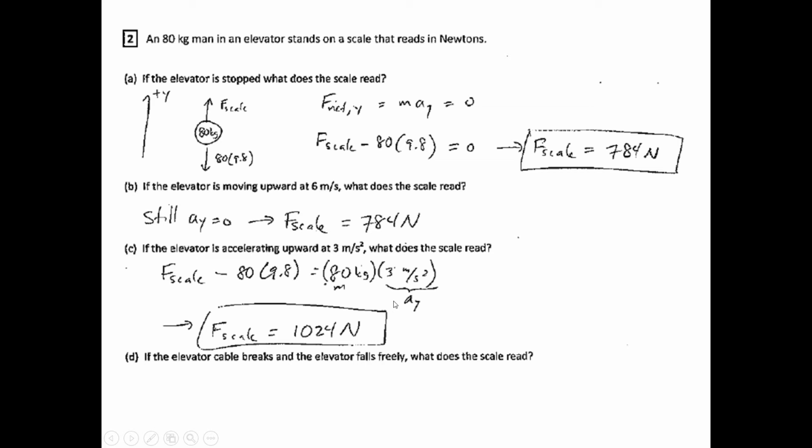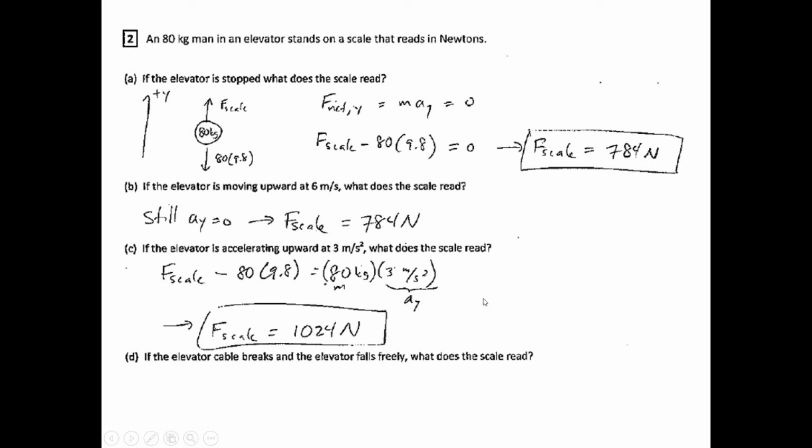And you may have some experience with this if you've ridden on fast elevators. You may notice if you're sitting still and the elevator is about to start going upward, there's a moment where it has to accelerate upward. And for a moment, when it first starts going, you do feel heavier. You feel like you actually have more weight. And that means the scale that you're standing on is going to read more. We've just calculated exactly how much more, 1,024 newtons versus 784.